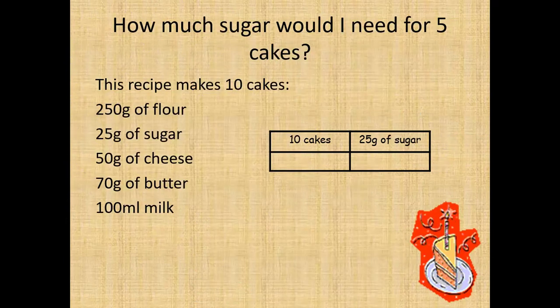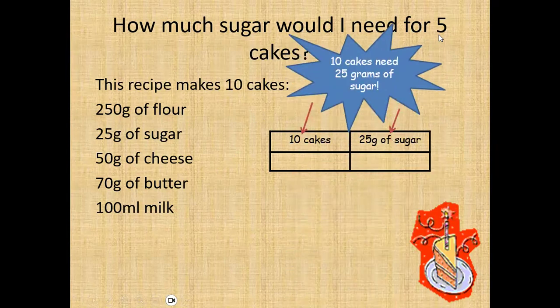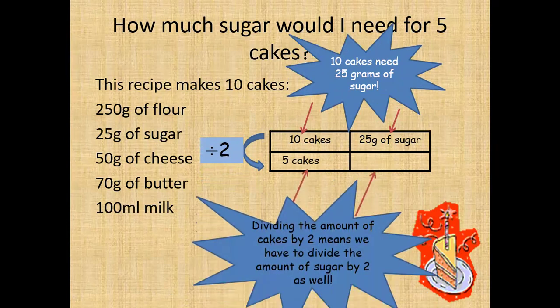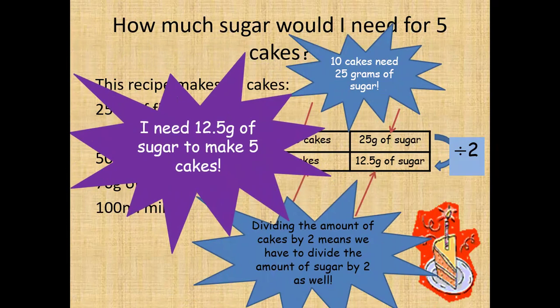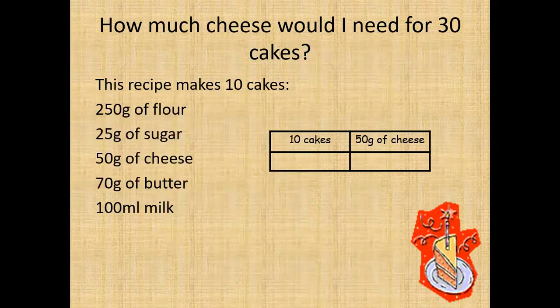How much sugar will I need for 5 people? Now we know that all of this will make for 10 people. Now to get 5, you will ask yourself, what can I do to 10 that gives me 5? You divide by 2. So you're going to divide all of that by 2. So if we divide that by 2, for 5 cakes we will have 12.5 grams of sugar. So I need 12.5 grams of sugar to make 5 cakes.